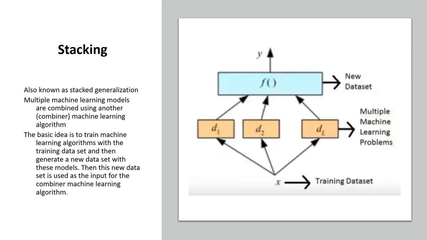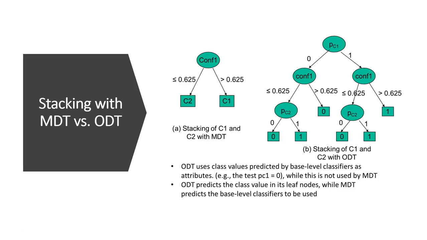Stacking is also known as stacked generalization, but basically you're going to take multiple machine learning models and combine them together to make a machine learning algorithm. And the basic idea is that you're going to train these algorithms with a training data set and then generate a new data set with these models. And then this new data set is going to be used as an input for the combiner machine learning algorithm.